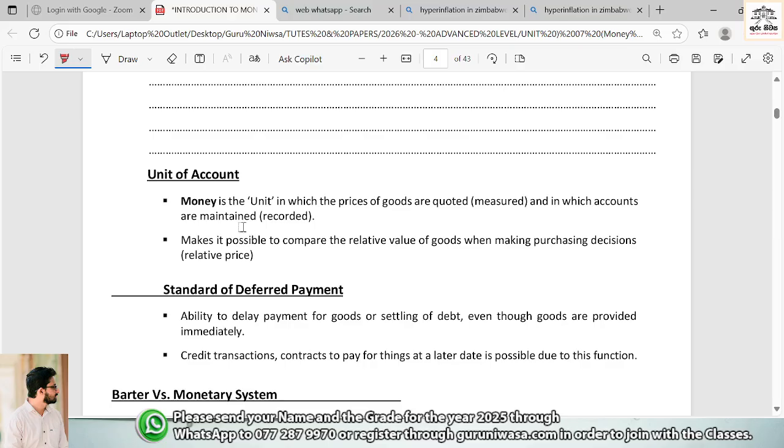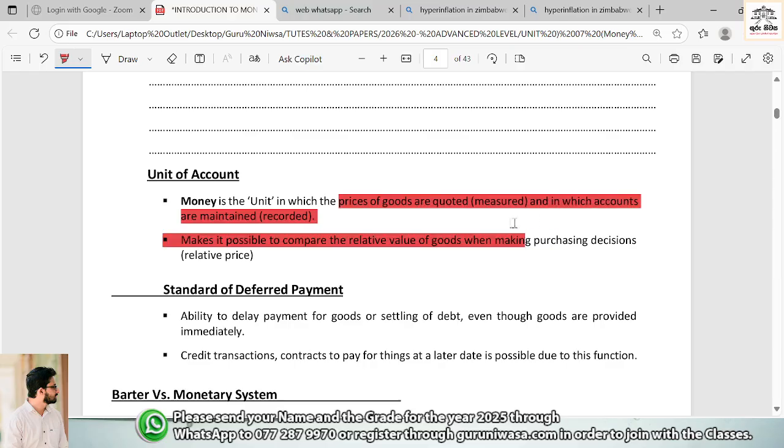Unit of account means money is used to measure the value of goods and services. Money is the unit in which prices of goods and services are quoted, in which accounts are maintained and recorded. Just imagine a world with no money. We cannot measure any transaction. We cannot keep accounts, so how would we prepare financial statements? All transactions need to be measured in cash or a form of money to prepare financial statements. Otherwise, it won't work. Money is used to measure the prices or values of goods and services, and it supports us in preparing financial statements. Clear? This is called unit of account.